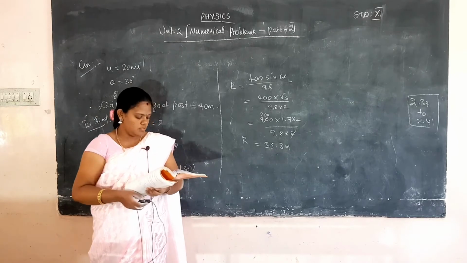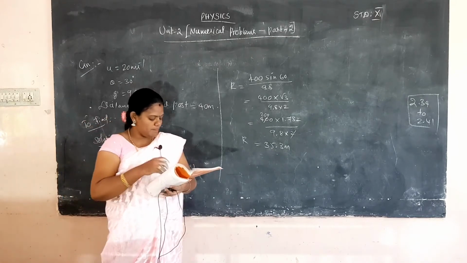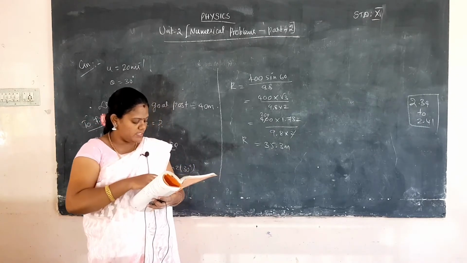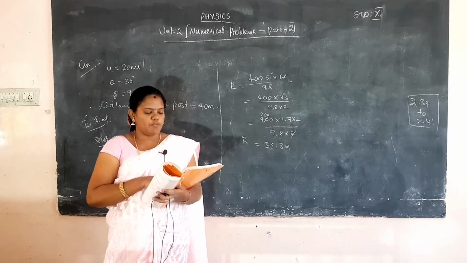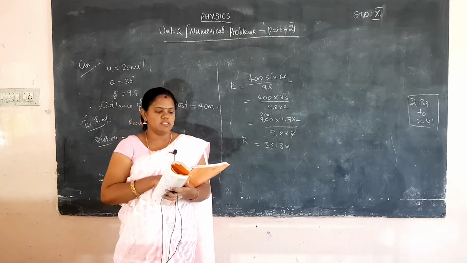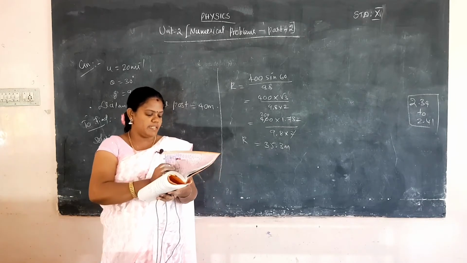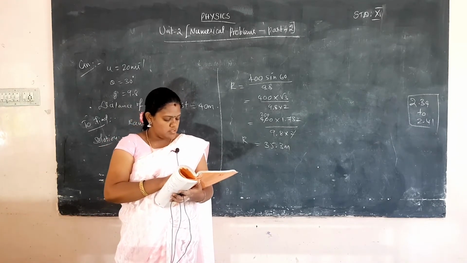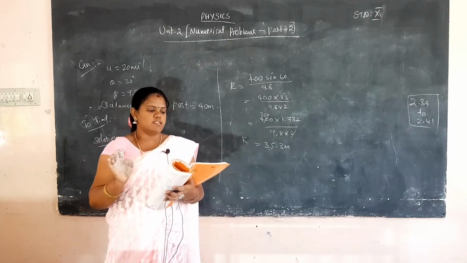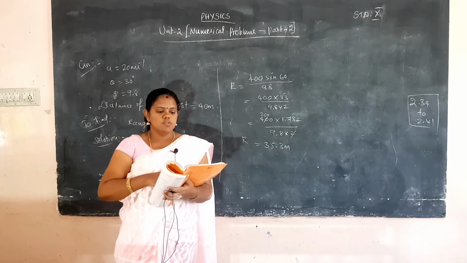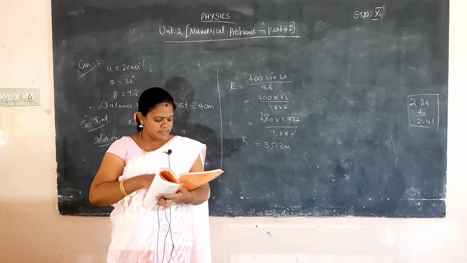Okay. Then 18th problem. If an object is thrown horizontally with the initial speed 10 meter per second from the top of the building of height 100 meter, what is the horizontal distance covered by the particle? So speed is given and height is given, and horizontal distance we want to calculate.